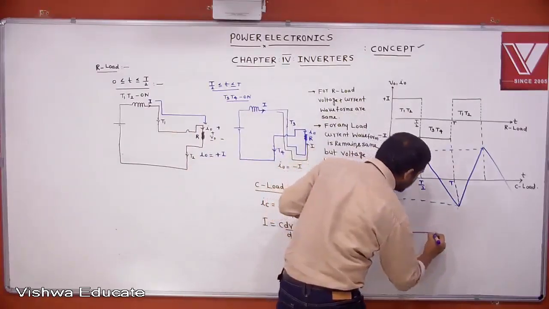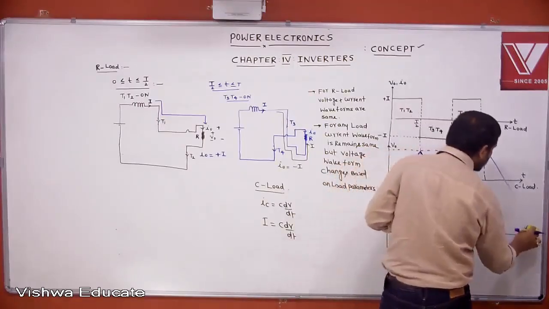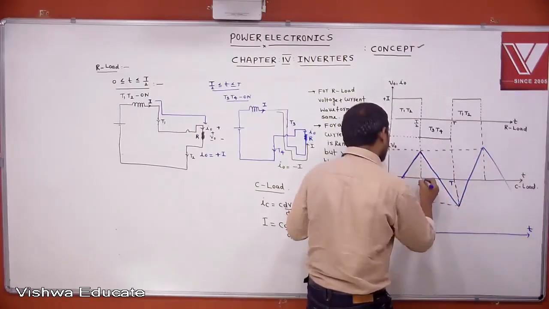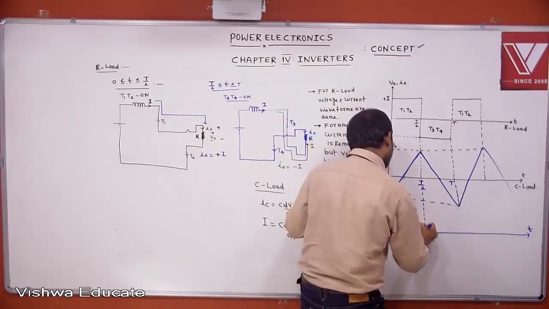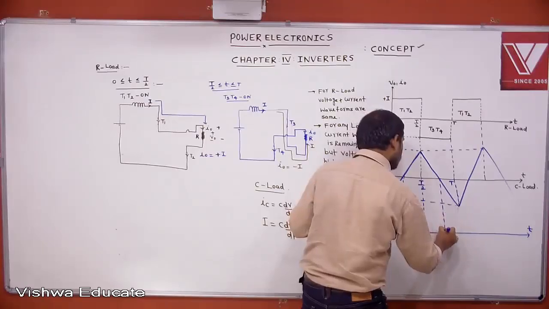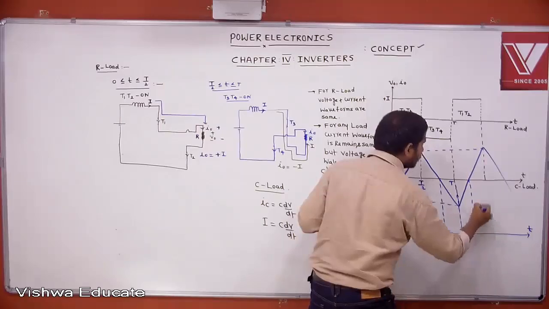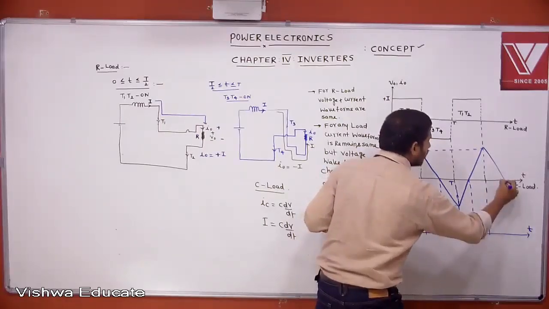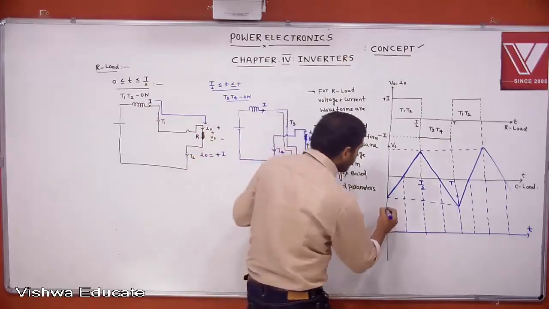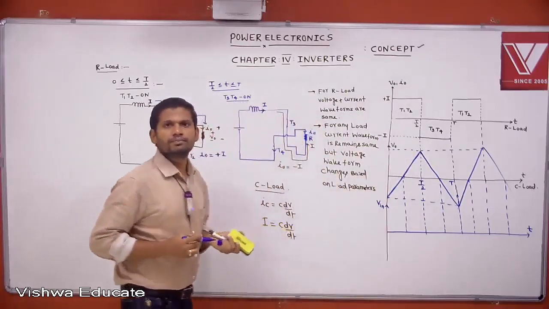Now I want to draw the input voltage waveform also. Actually input is current source now. Input is current source, but we are drawing with respect to input voltage waveform. Then what wave shape can we get? Yeah. Then you can draw the Vn voltage.